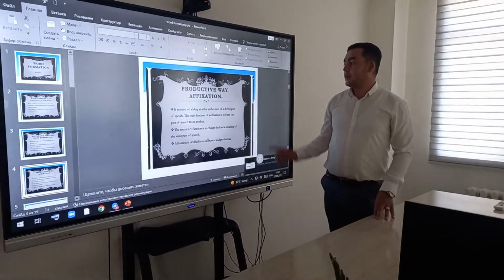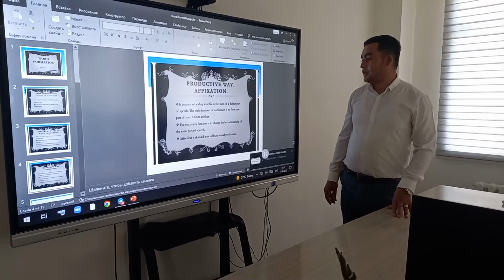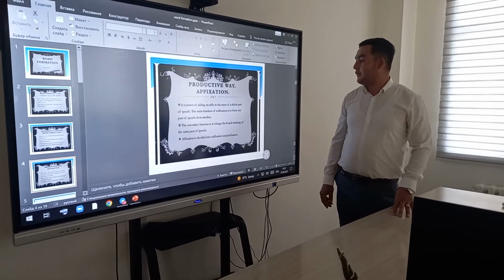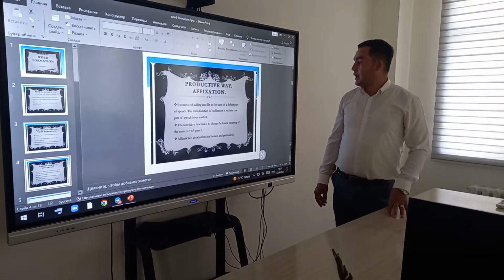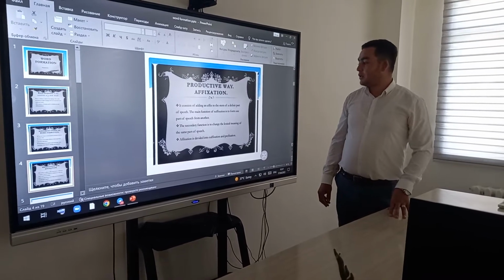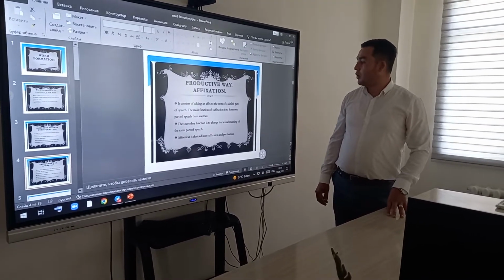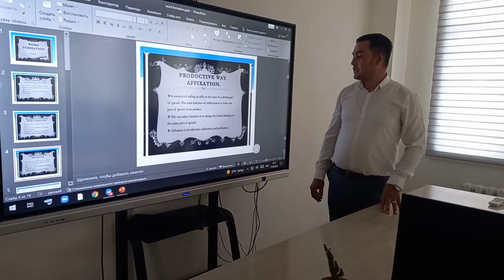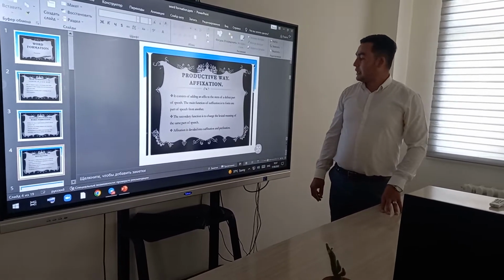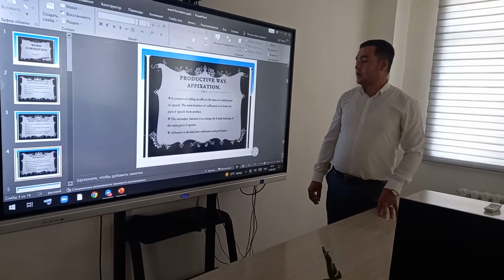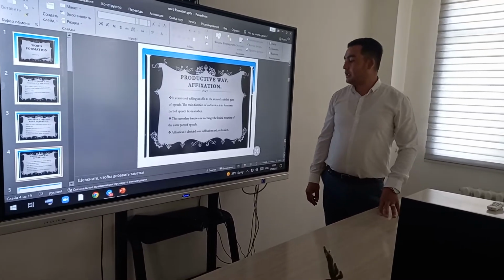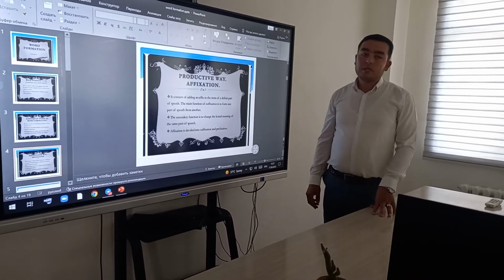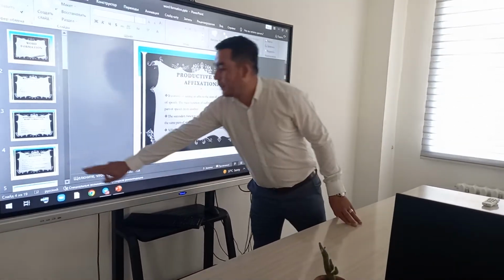Productive way. Productive way is affixation. It consists of adding an affix to the stem of a defined part of speech. The main function of affixation is to form one part of speech from another. The secondary function is to change the lexical meaning of some parts of speech. Affixation is divided into two parts, suffixation and prefixation.